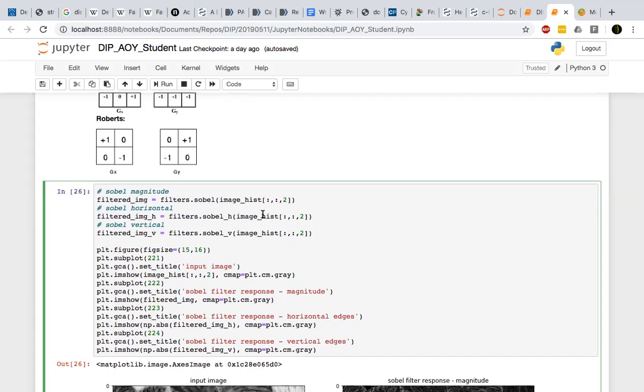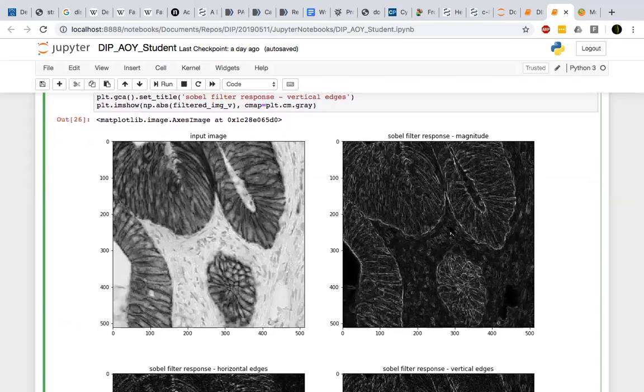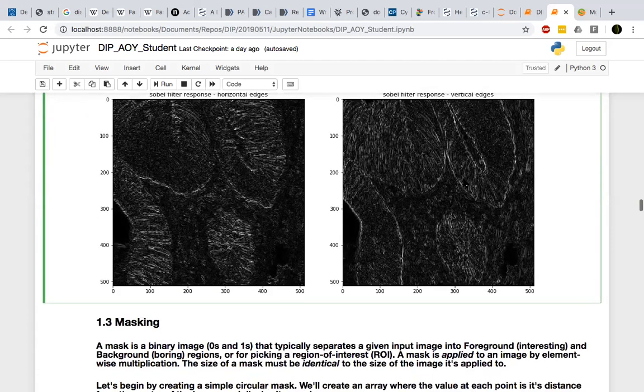Okay. So this is going to be the magnitude. This is going to give you all the edges, no matter in which direction. This will give you edges that are horizontal, so lines that go across the image. This is going to give you edges that are vertical, so lines that are up and down.